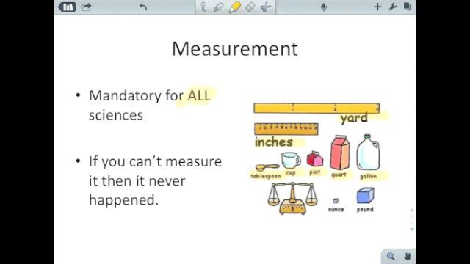Now, the measurements that we use in science are going to be the metric system. So for length, again, it's going to be meters. When we look at volume, it's going to be liters. And when we look at mass, it's going to be in grams.